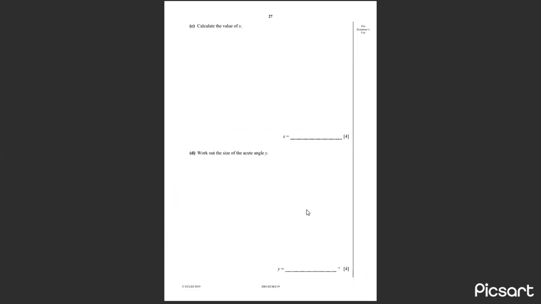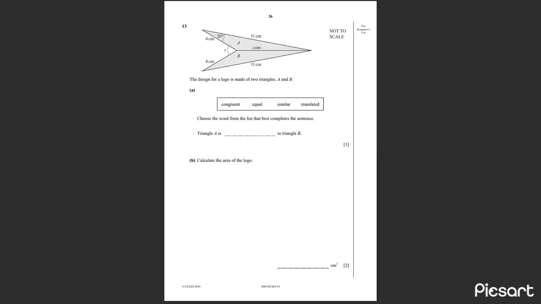Calculate the value of x. Back to the graph, here is x. Here we have this triangle, so we can use the cosine rule. For this x, we say 4 squared plus 11 squared minus 2 times 11 times 4 multiplied by cosine 20 will give us x squared. So all this under the root will give us the value of x.